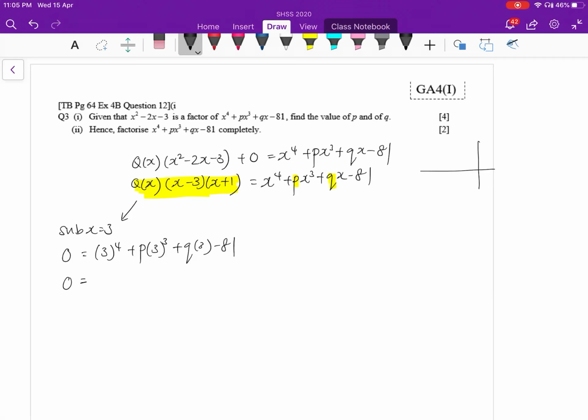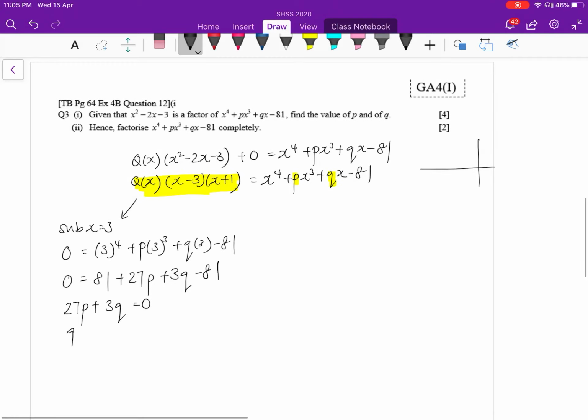0 equals 3 to the power 4 is 81, plus 27p plus 3q minus 81. 81 minus 81 is 0. So 27p plus 3q is equal to 0. I divide by 3 throughout. That is 9p plus q equals 0. I have my first equation.